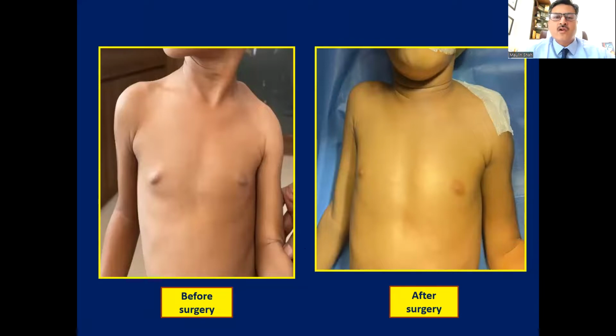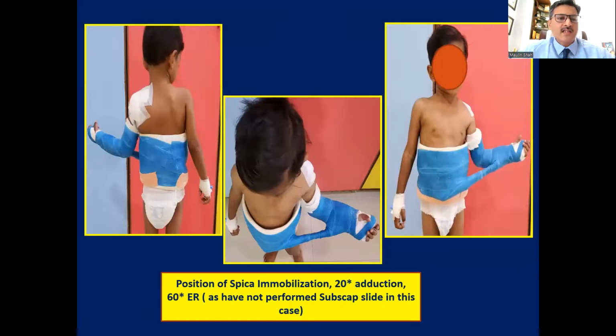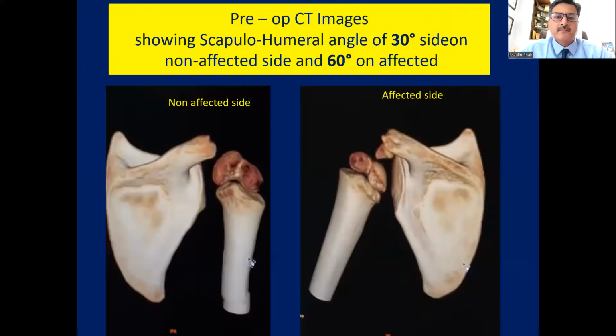These are the clinical comparison front views. We also got pre and post-operative CT for this child. This is the way we immobilized him. We kept it in about 20 degrees of abduction so that you can see an external rotation. I have not done subscapularis slide, so I kept the external rotation a little more. But for extended palsy, we kept only 30 to 40 degrees.